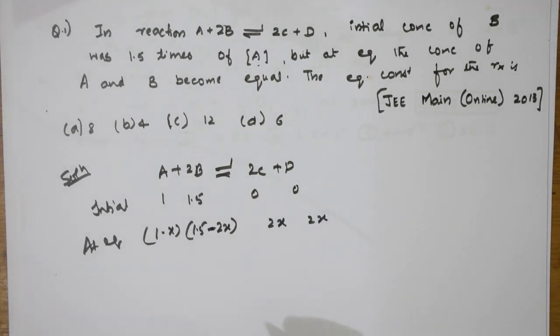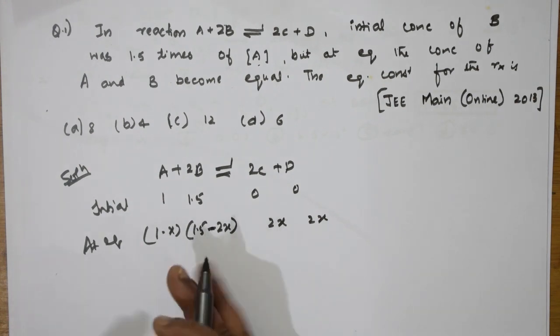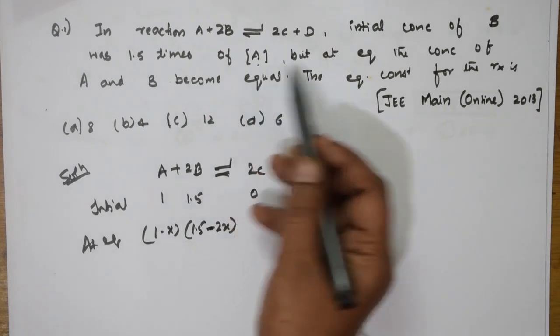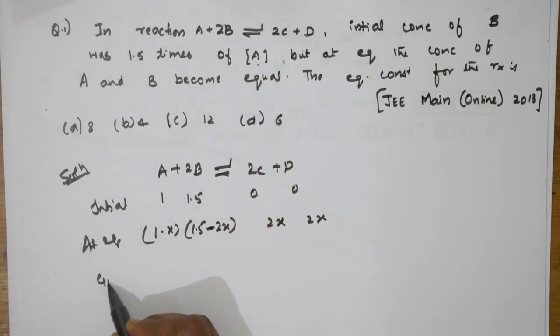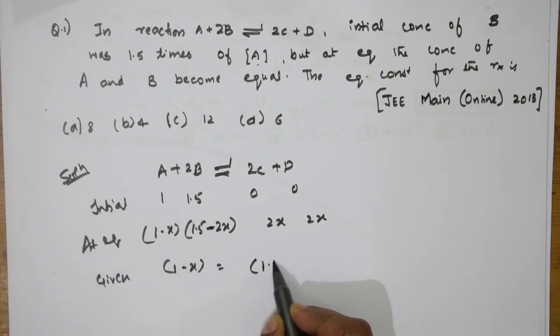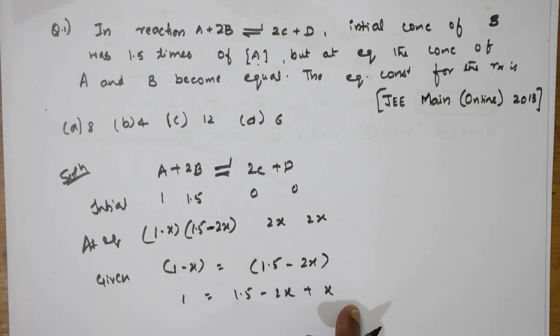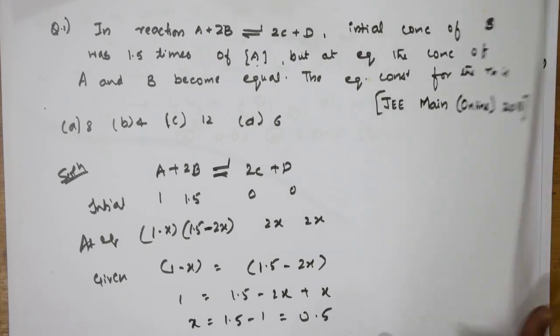Now I just have to use that A and B will become equal, they said. So 1 minus x will become equal to 1.5 minus 2x. Correct? Now solve this. This becomes 1 equals 1.5 minus 2x plus x, I've taken x this side. Now when you solve this, x is equal to 1.5 minus 1, just 0.5. Correct? Now we still need to calculate the equilibrium constant for the reaction.